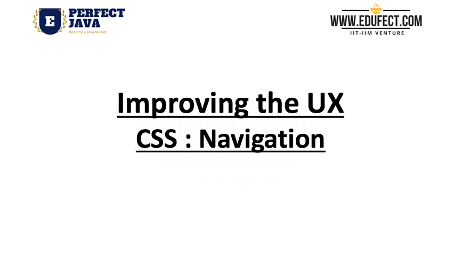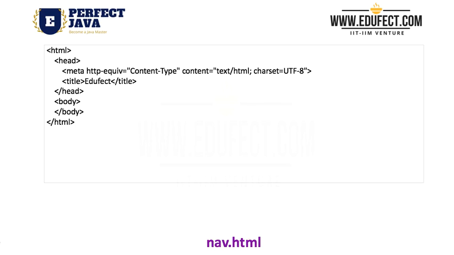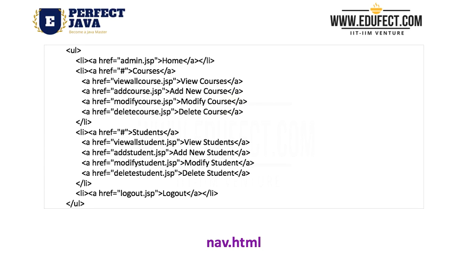Continuing with how to improve the UX, let us look at how we improve the navigation. So here again we have defined HTML, nav.html. It's a very standard HTML as we can see to start with. And in the body we have put in a lot of links.